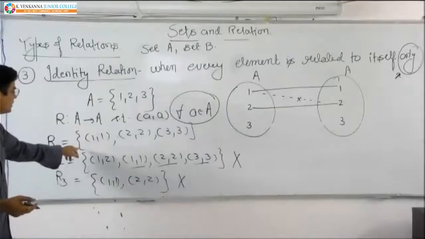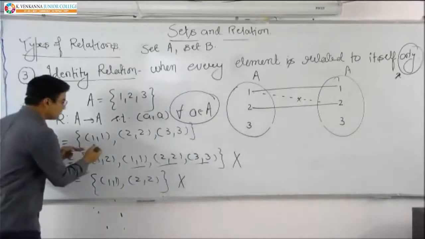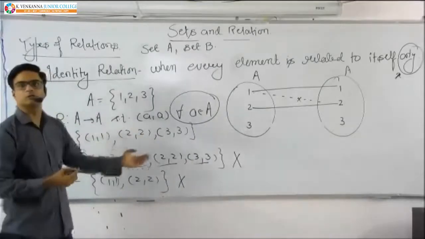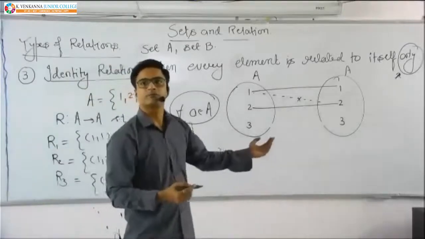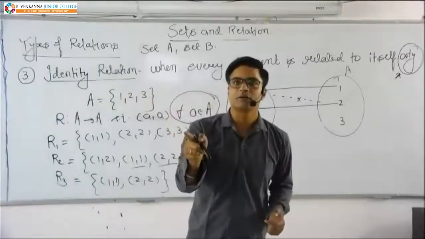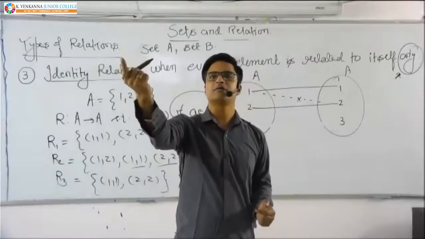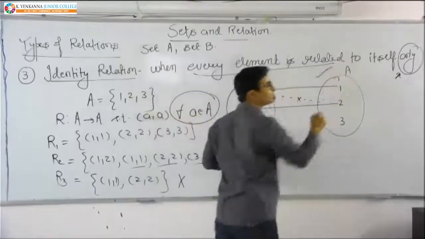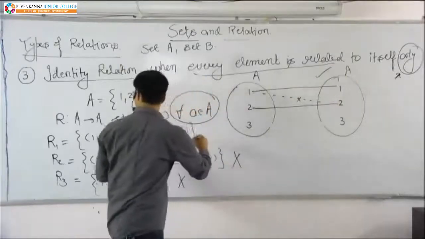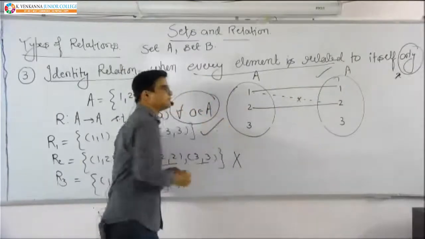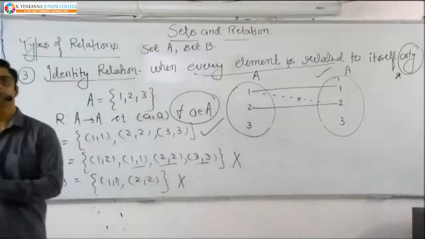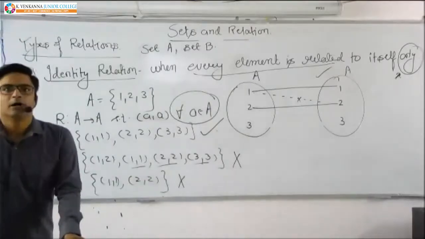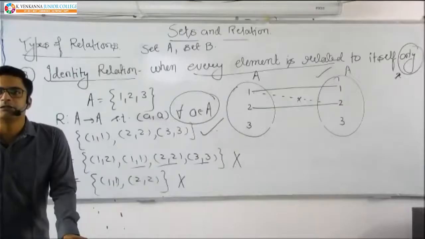Now, if you look at R1, then 1 is connected to 1, 2 is connected to 2, 3 is connected to 3. It is connected to itself and it is not connected to any other element. That means this property is completely satisfied. So yes, R1 is your identity relation. R1 is your identity relation. Is it clear?